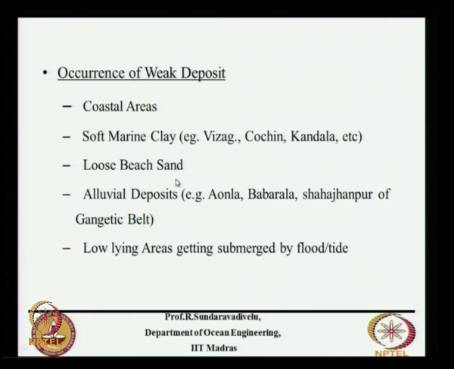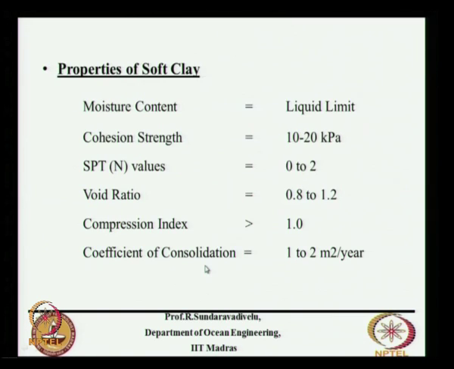Then we will have loose beach sand, then we have alluvial deposits, these are on land. Then there are some low lying areas which will get submerged by flood or tide. When this happens, the weak deposit further weakens whenever there is submergence. For soft marine clay, the moisture content is very close to the liquid limit and the cohesion strength is 10 to 20 kilopascal. So this is a very low value. The SPT N value will be between 0 to 2 or less than 2.